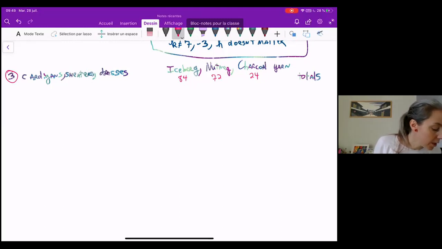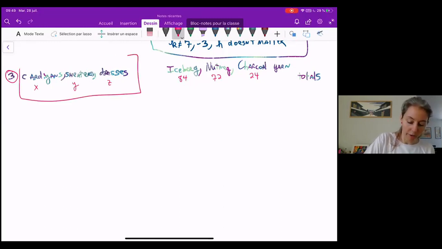Second, the question says, help the guild determine how many cardigans, sweaters, and dresses they can make. I want to know how many cardigans, how many sweaters, how many dresses. So the thing I want to know, that's my variables. So here I have set up my variables. So this is the first part of part A.